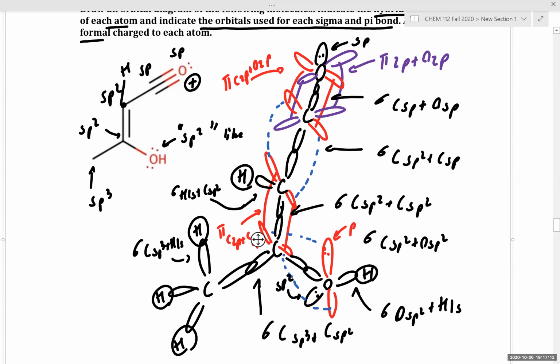So this would be a complete orbital picture for the following molecule with all of the appropriate labels and appropriately assigned formal charges. Does this example make sense to everyone? Any questions on this example?